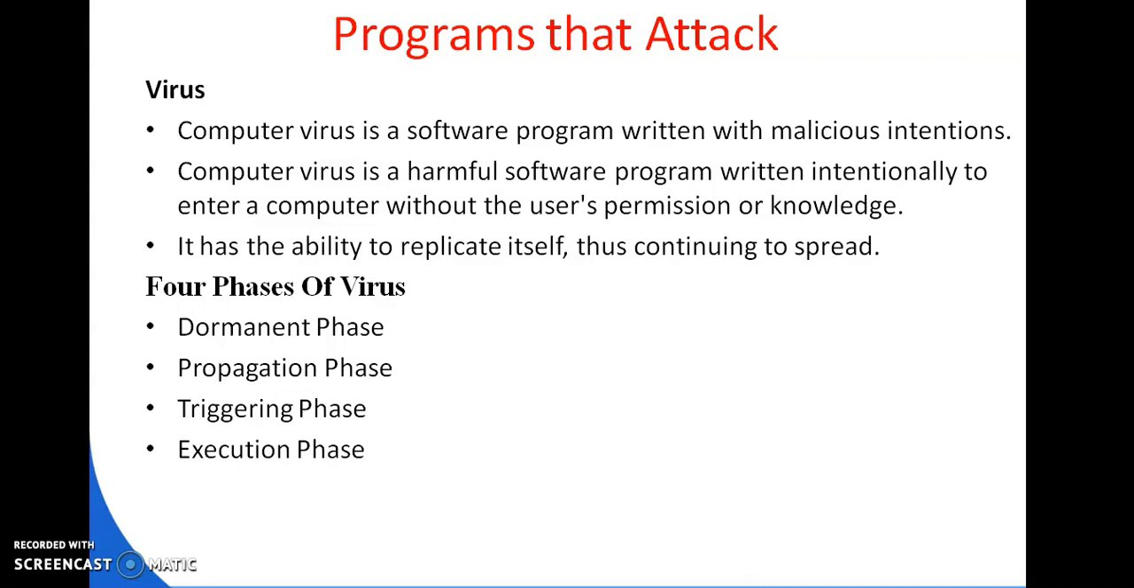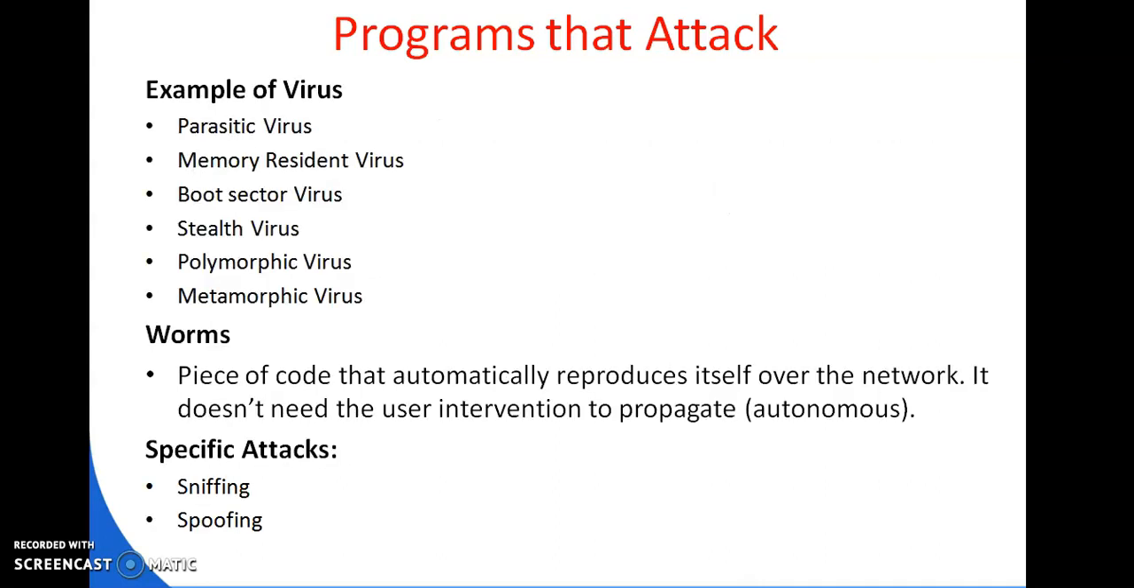Next, there are different types of virus: parasitic virus, memory resident virus, boot sector virus, stealth virus, polymorphic virus, and metamorphic virus. First, the parasitic virus. This is the most common form of virus, and it attaches itself to executable files and keeps replicating. Whenever the infected file is executed, the virus looks for other executable files to attach itself to and spread.